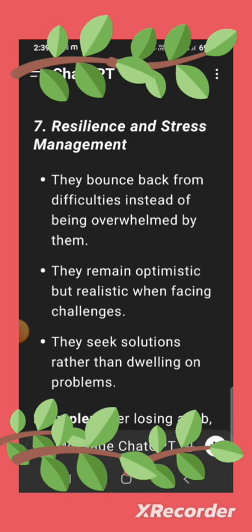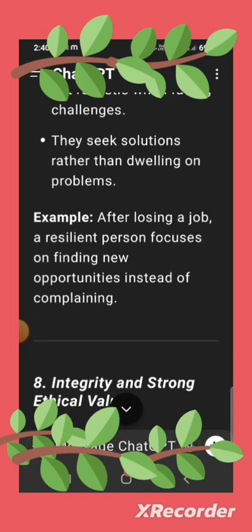Resilience and stress management. They bounce back from difficulties instead of being overwhelmed by them. They remain optimistic but realistic when facing challenges. They seek solutions rather than dwelling on problems. Example: after losing a job, a resilient person focuses on finding new opportunities instead of complaining.